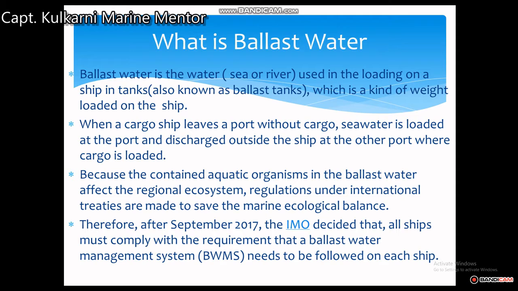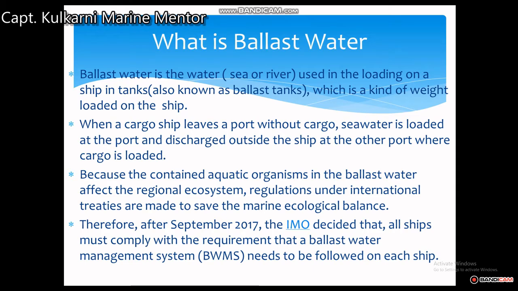Because the aquatic organisms contained in the ballast water affect the regional ecosystem, regulations under international treaties have been made to save the marine ecological balance. Therefore, after September 2017, IMO has decided that all ships must comply with the requirement that a ballast water management system be followed on each ship.